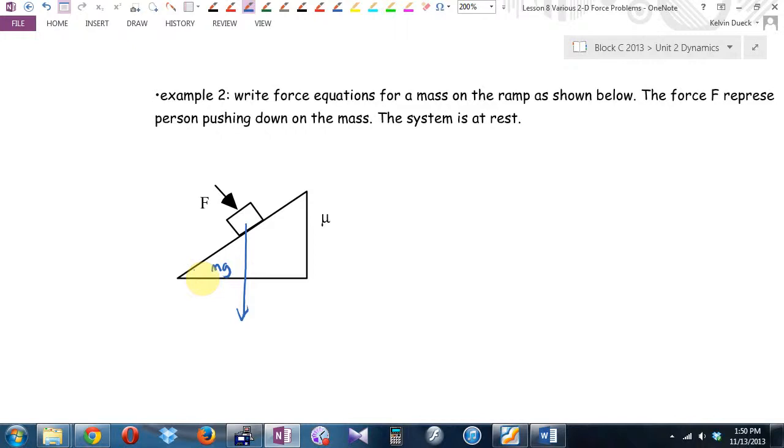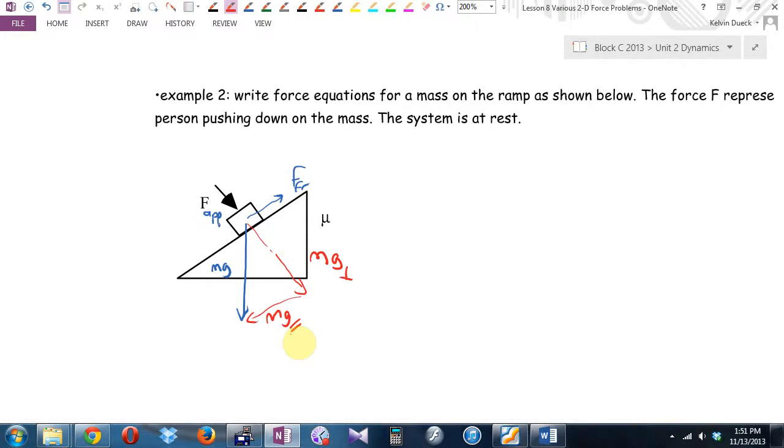Which way does this block want to slide? Down the ramp? So which way is friction? Okay. I also have this F applied pushing down. Now, I can break gravity up into mg perpendicular and mg parallel. Which force did I forget, Sally? Which one did you want me to add? I think you said it. Normal. Okay, normal force.